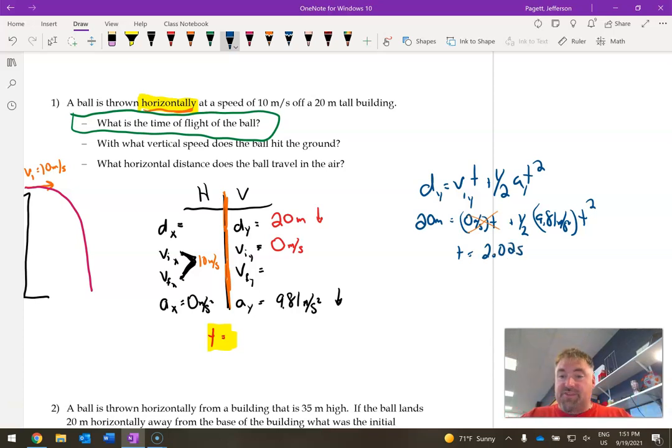Now, if this equation gives you problems, come see me about this, because I can teach you how to solve it. There's a couple different ways you can do it, but it's basically algebra rules, and whatever you do to one side, you have to do to the other.